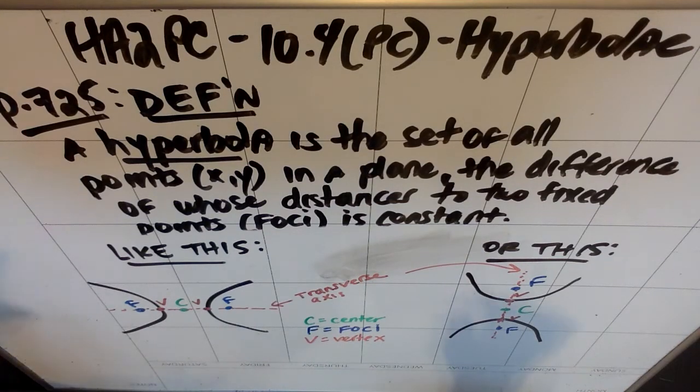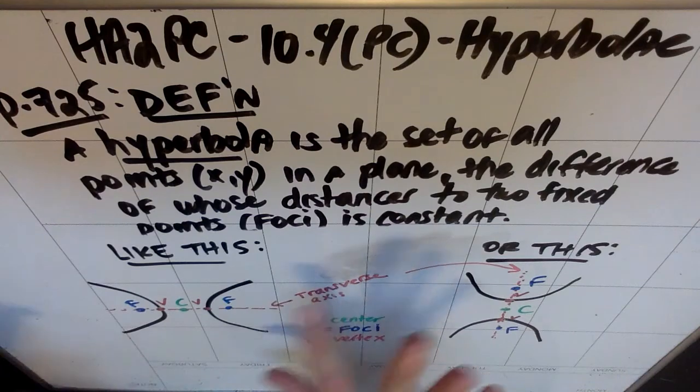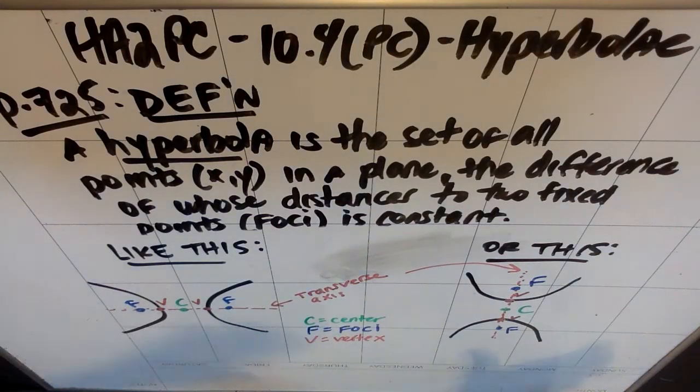So a hyperbola sort of looks like two parabolae, right? Like a parabola here and a parabola here, or like this, right? But it's going to be both of them. So it would be an opens right, opens left together. That whole unit is called a hyperbola, or an opens up, opens down together. That whole unit is called a hyperbola.